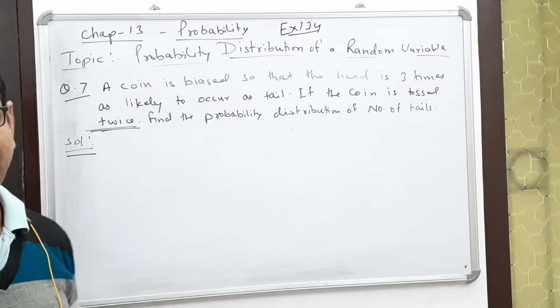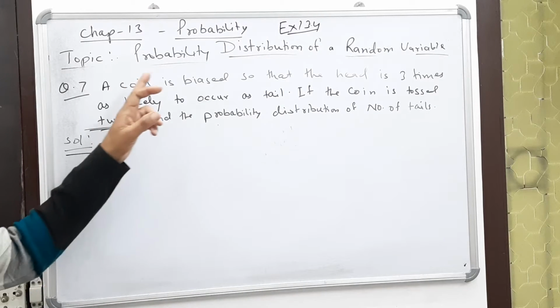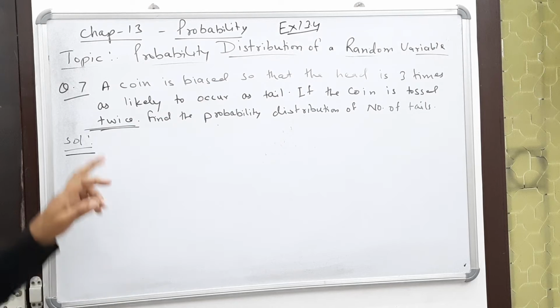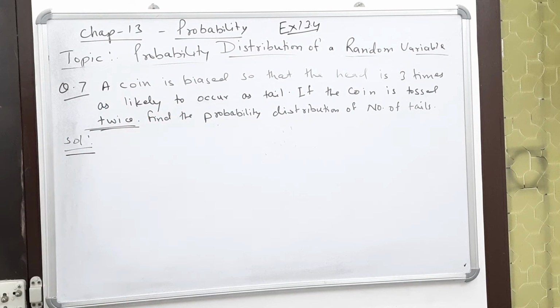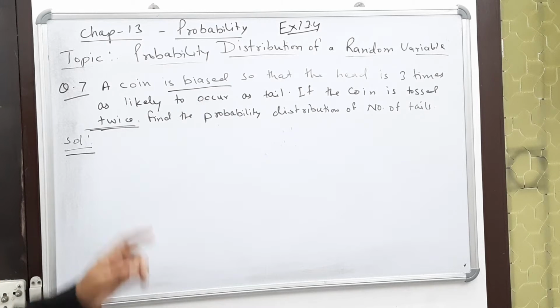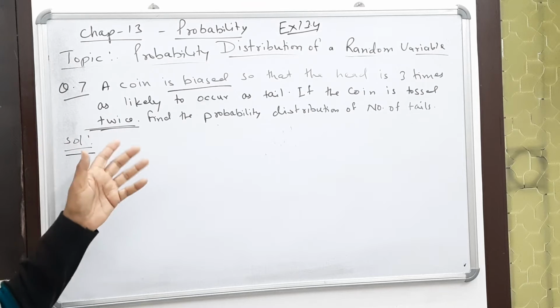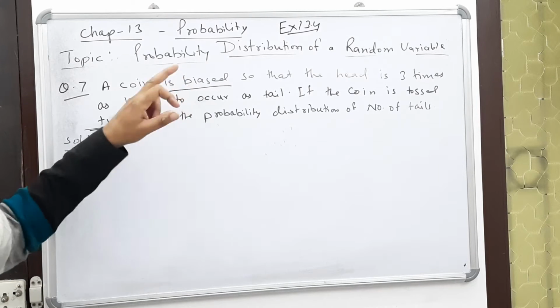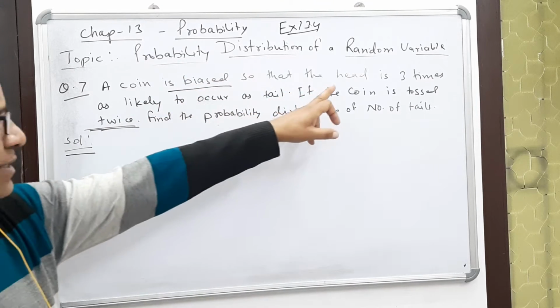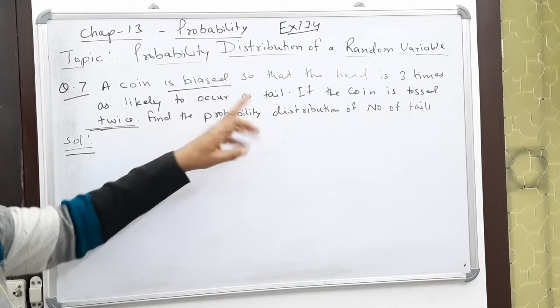Hello students, I am taking problem number 7 of exercise 13.4, probability distribution of a random variable. A coin is biased. Biased means the probability of head will not be 1 by 2 and the probability of tail will not be 1 by 2. It is a biased coin, so that the head is 3 times as likely to occur as the tail.